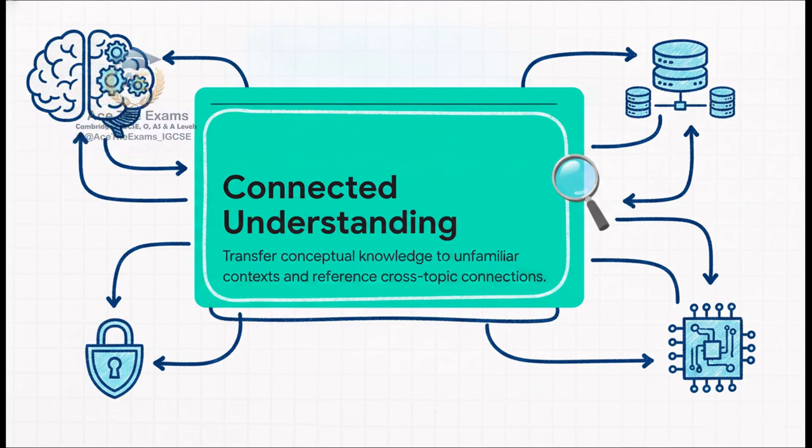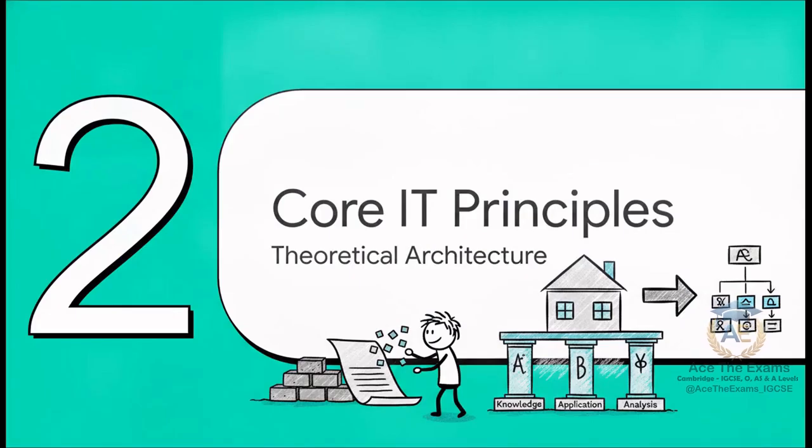They want to see that you view the 9626 or 9618 course not as isolated chapters, but as a fully interconnected web of technological principles. If you can confidently link a financial planning scenario to the specific hardware requirements needed to process high-frequency trading algorithms, you are showing that elite A-star level of connected understanding. Let's transition into Section 2.